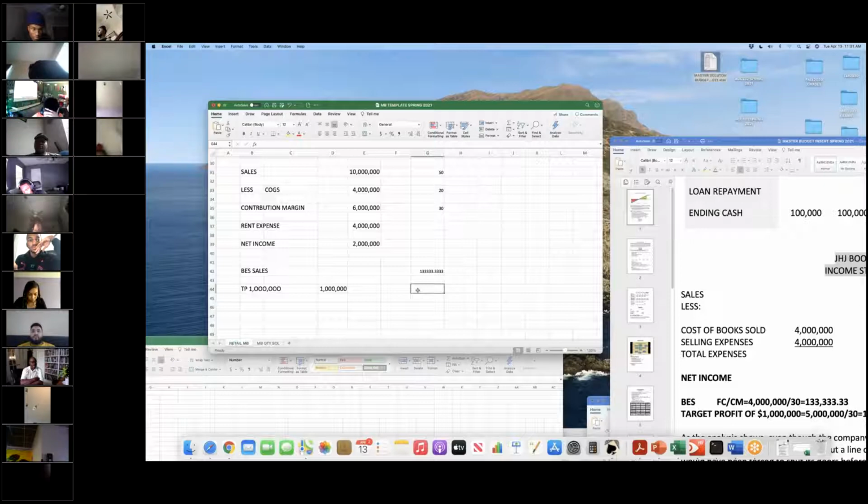All right, what's the target profit of $1 million going to be? How many we got to sell so that the target profit is $1 million?